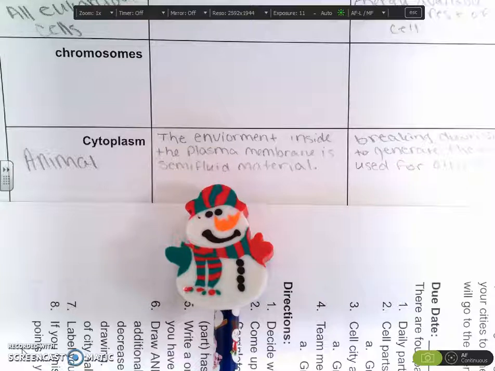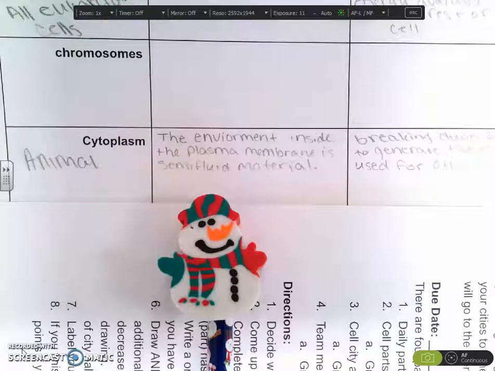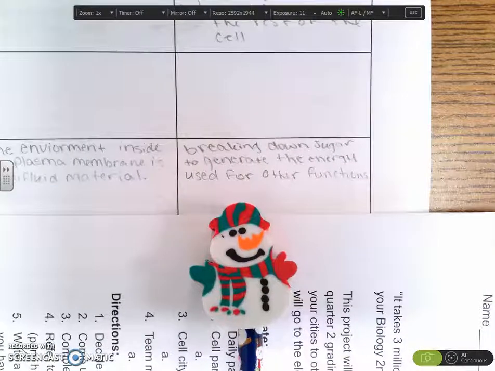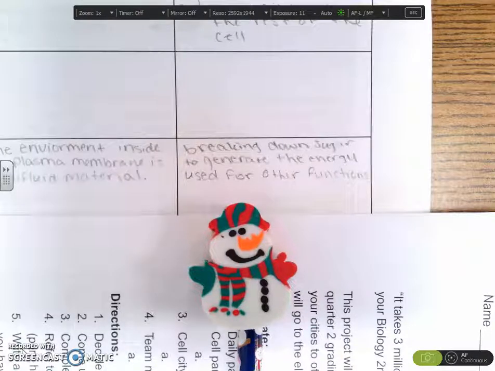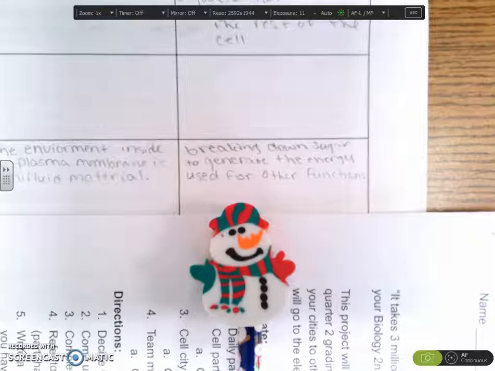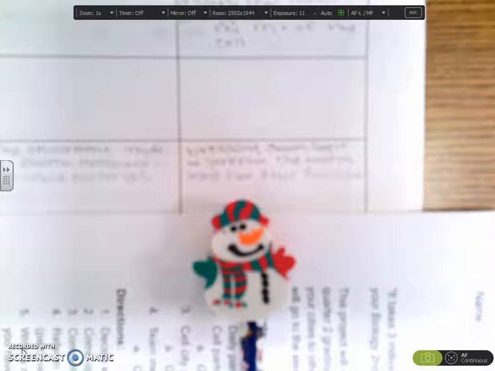Okay, so for cytoplasm, the environment inside the plasma membrane is a semi-fluid material. That's its structure. Its function is it helps break down sugar to generate the energy used for other functions inside the cell. Now, some of these, like cell wall, will have more than one thing. I think cell wall has 4 different functions that it provides.